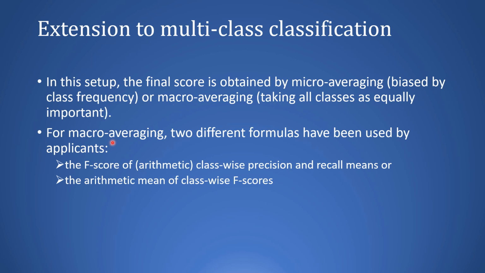Okay, so for macro averaging, there are two different formulas which have been used. In one of the formulas, the F score is the F1 computed from the arithmetic mean of class-wise precision and the arithmetic mean of class-wise recall, right? So class-wise precision means are taken and class-wise recall means are taken, and then the F1 score is computed. The other option is the arithmetic mean of class-wise F scores. Okay, so you can do it in either of these ways. So in this way, you can extend precision, recall and F1 score to multi-class classification.